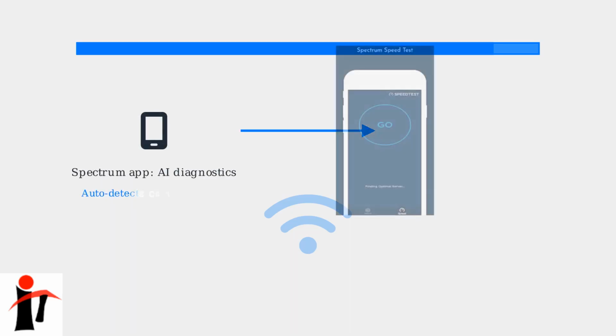Spectrum's mobile app now includes AI-powered diagnostics that can automatically detect common problems like incorrect APN settings or SIM card errors. The app can often resolve these issues without requiring manual intervention or contacting support. If all these advanced steps fail to resolve your connection issues, contact Spectrum's tech support for personalized assistance. They can help diagnose more complex network or hardware problems.